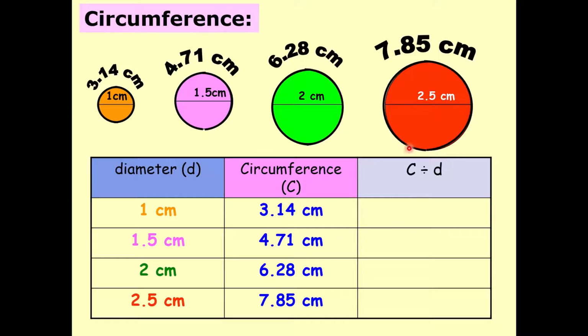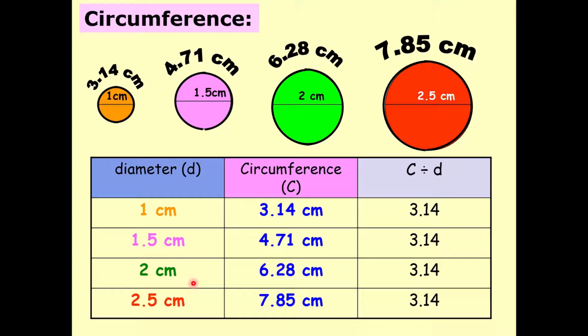Let's just do a little calculation to see what happens if we take the circumference and we divide it by the diameter. So first one, we're going to do 3.14 divided by 1, which is 3.14. We're then going to take, for the pink one, the circumference 4.71, divide it by the diameter to get 3.14 again. And the third one, take 6.28, divide it by the diameter to get 3.14 again. And the last one, 7.85 divided by 2.5, I wonder what we're going to get, 3.14.